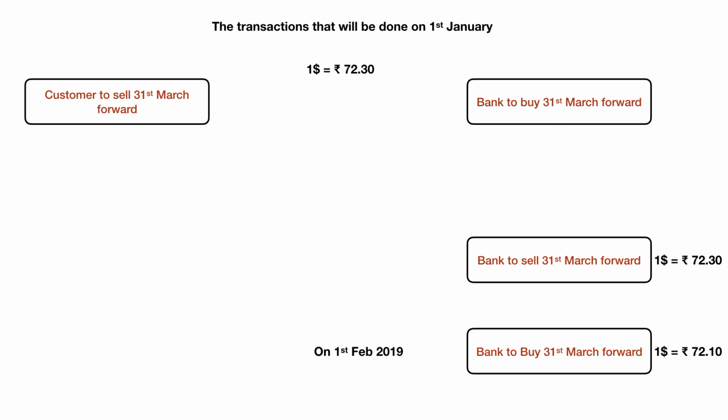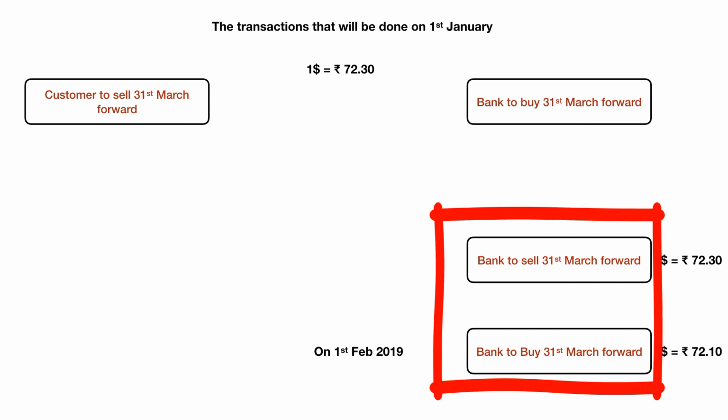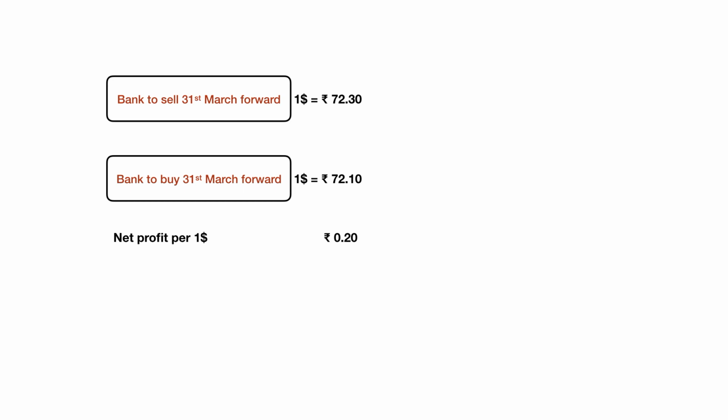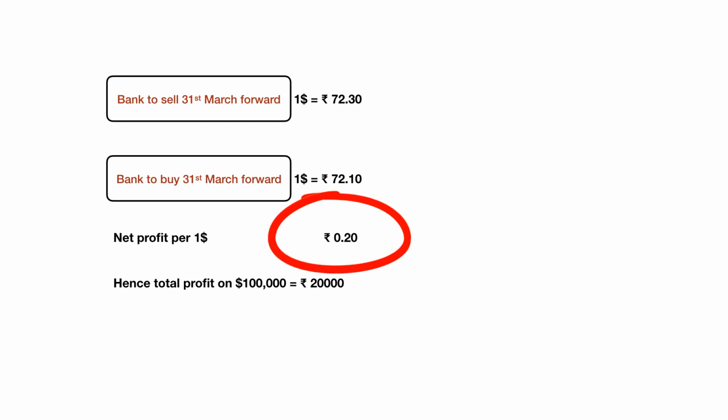Here it is important to know something. When the bank is buying the forward, it will enter into the market as a buyer. Hence, it can only buy the dollars at the ask rate which is being quoted to it in the market. So, in effect, if we look at these two transactions, what has actually happened is that the bank has sold the dollar for 31st March at 72.3, and purchased the same at 72.1, thereby making a profit of 0.20 per dollar, resulting in a total profit of rupees 20,000 on $100,000.